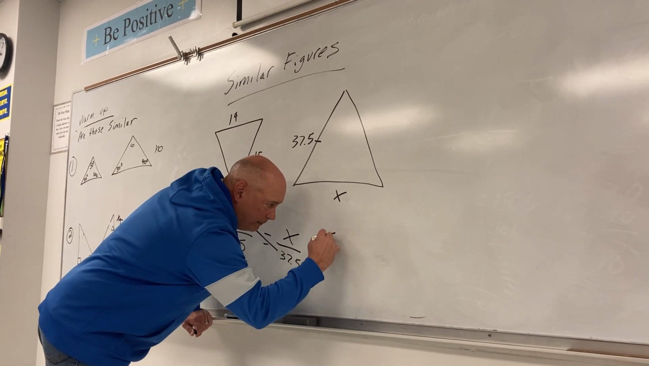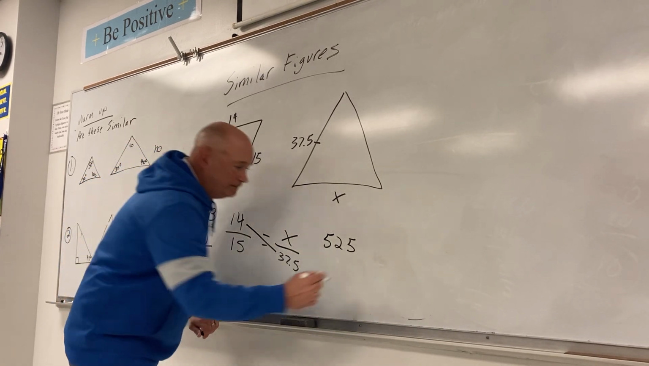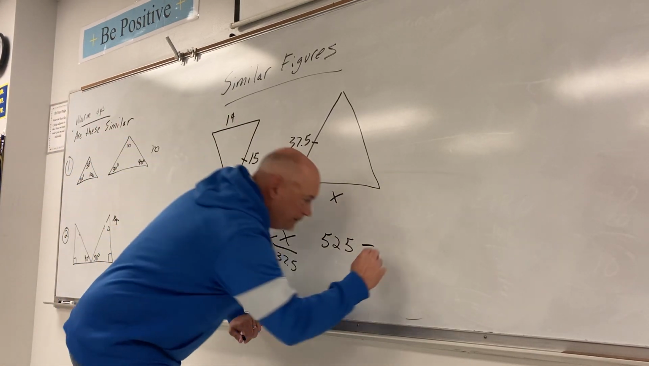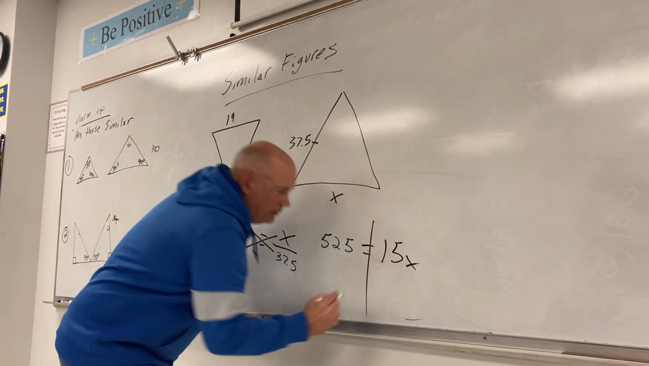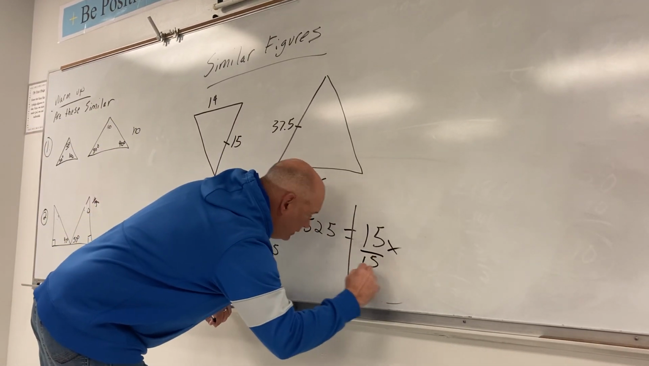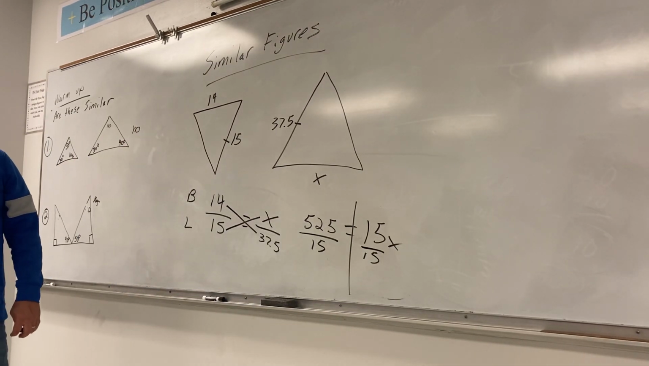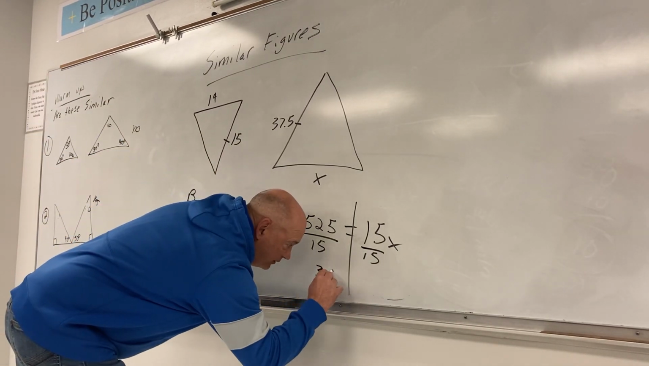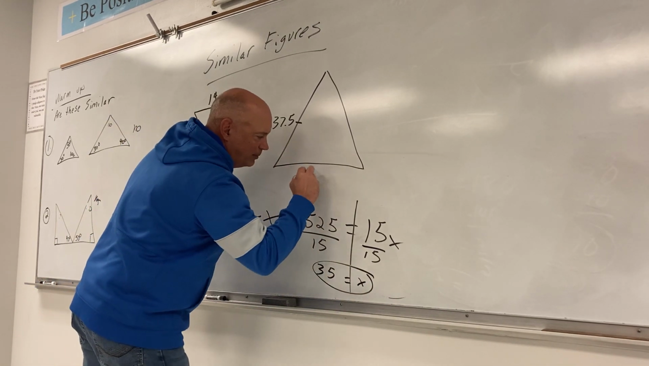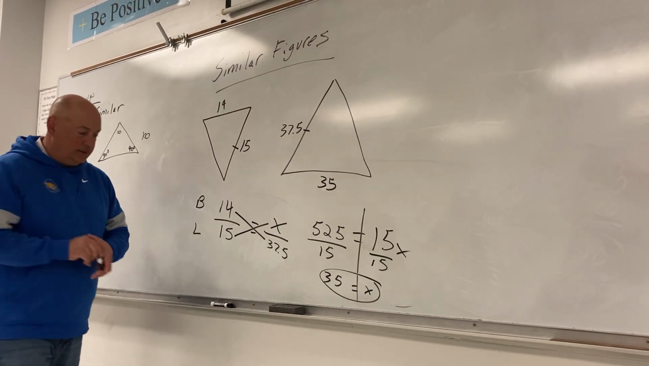525. Even? Yes. No decimal? One decimal. Equals 15 times x. What's 15 times x? 15x. And now, we're going to divide by what? 15. And what is the answer to 525 divided by 15? 35. Asen was correct. Very nice, Asen. So x in this problem should be 35. Questions? All right, let's do another one.